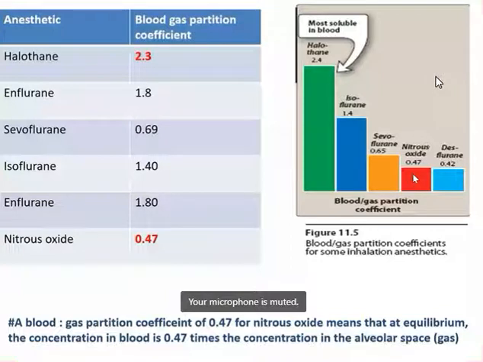Am I clear? Yes, ma'am. Okay, so that is all the things that happen, that is explained in the words here.